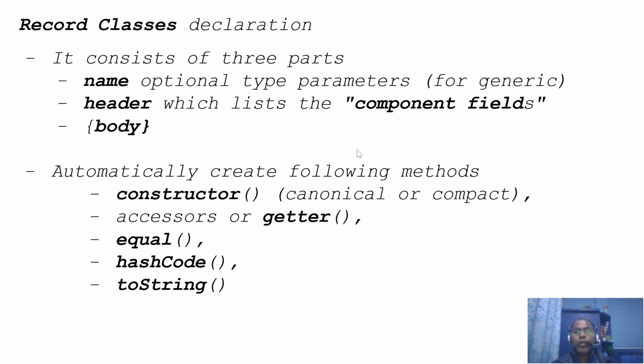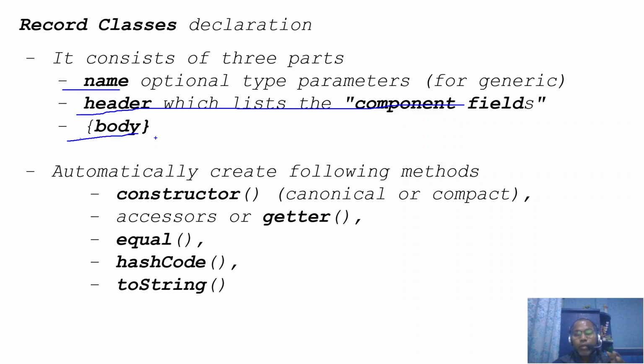So for record classes you use the name and the header, which means the list of your components, and the body can be blank or contain something, that's optional, but you have to mention the open and close curly braces so that you can define it.